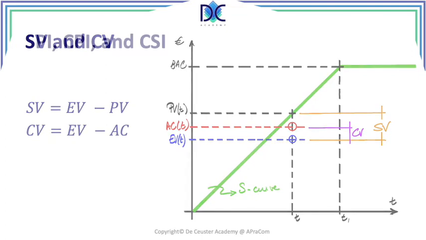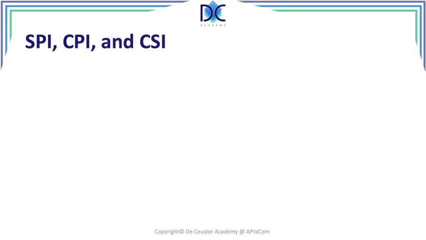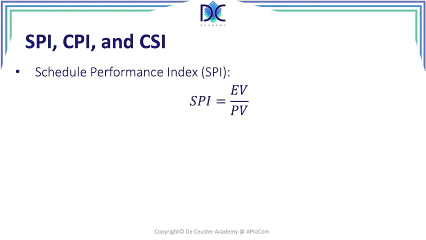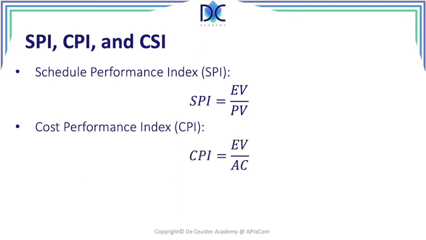Other parameters we can find are the SPI, CPI, and CSI. The first one is the Schedule Performance Index, the SPI, which is the earned value divided by the planned value. The Cost Performance Index is the earned value divided by the actual cost. The SPI shows us the schedule variance. How are we doing schedule-wise?